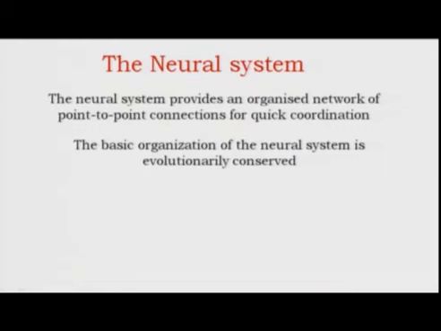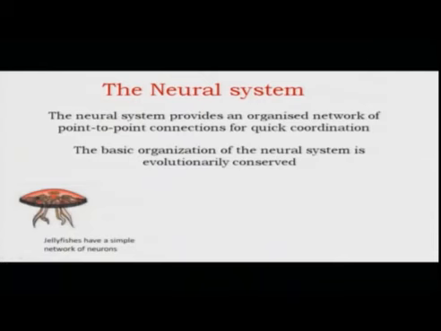Now, the basic organization of the neural system has been conserved across evolution. From the very simplest organisms to the most complex organisms, the human beings, there is a nervous system in place to carry out the functions that I just talked about. For example, a simple organism such as the hydra or jellyfish has a very simple nervous system which just consists of a network of neurons that are connected to each other. If we move higher, organisms such as insects have a nervous system which is slightly more complex than the one present in the jellyfish.